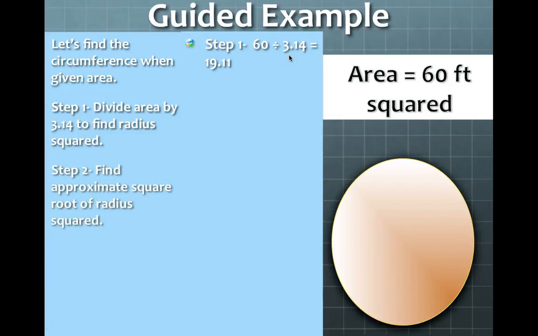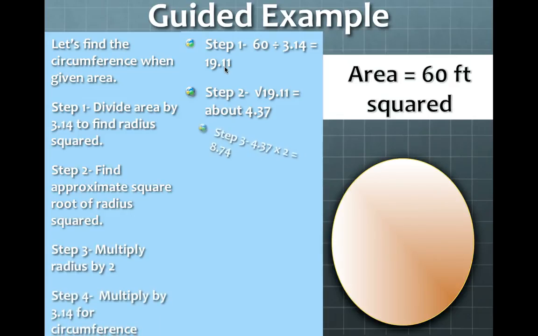Step number 2, find the approximate square root of radius squared. The radius squared is 19.11. That obviously is not a perfect square, so I need to find the square root of that. I used my calculator, and I got about 4.37. Great. So the radius is 4.37. I now need to multiply it by 2 to get it to a diameter. So the diameter is 8.74.